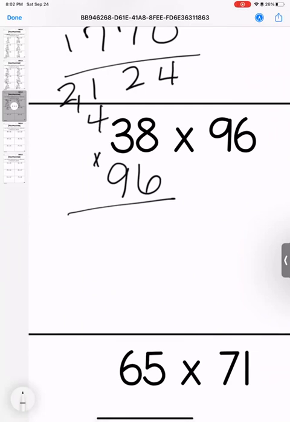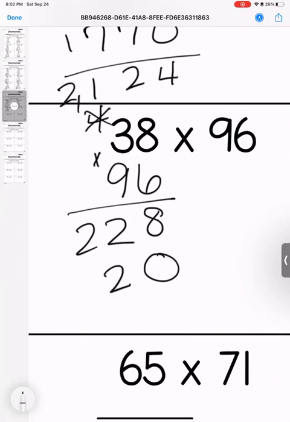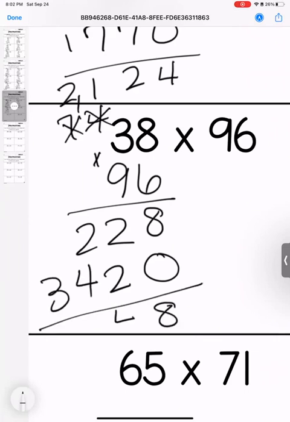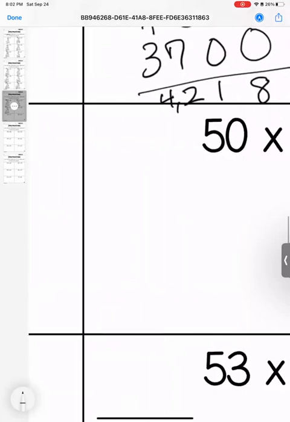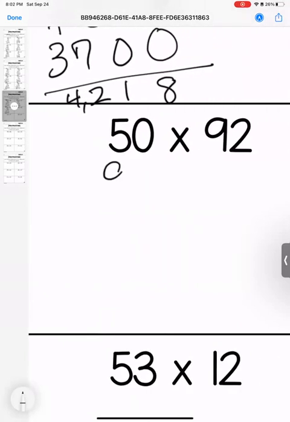Moving down here, 96. 6 times 8 is 48. 6 and 3 is 18. Add 4 is 22. Place saving 0. 8 and 9 is 72. 9 and 3 is 27. Add 7 is 34. When we add, we have 3,648.